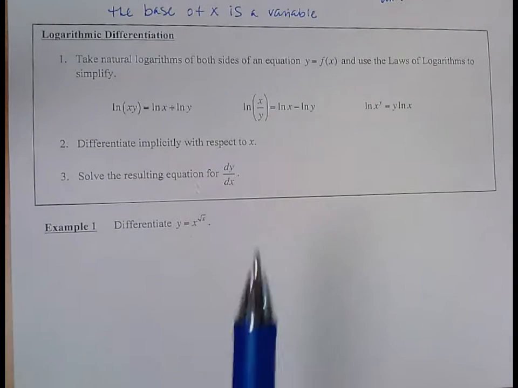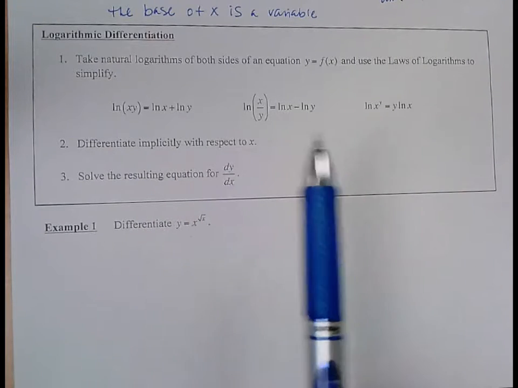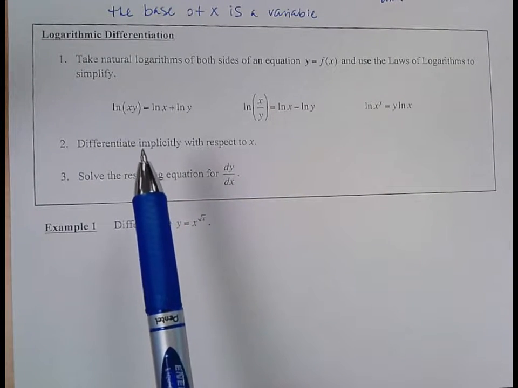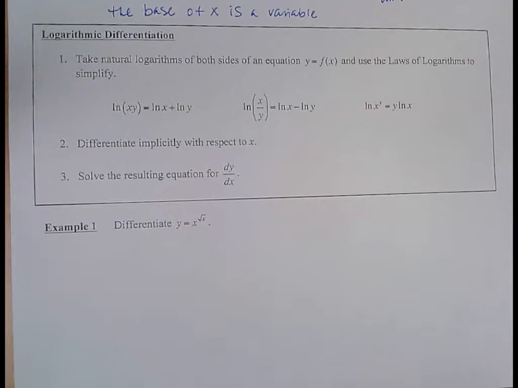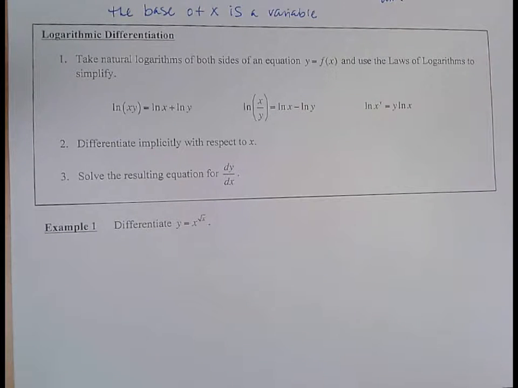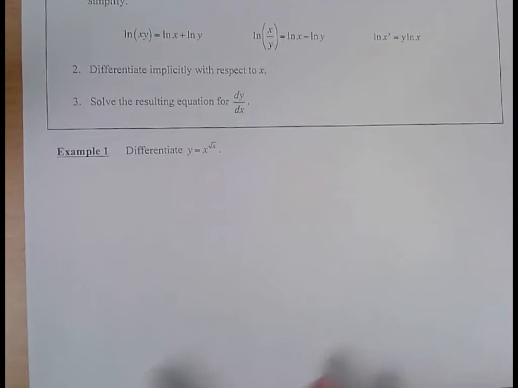Then, after you take the natural log of each side and simplify using laws of logs, you differentiate implicitly with respect to x. So you take the derivative with respect to x of both sides, and then you solve for dy/dx. So it's basically take the natural log of each side, simplify, and then use implicit differentiation to find your derivative. So in example 1, we're going to find the derivative of y equals x to the square root of x.